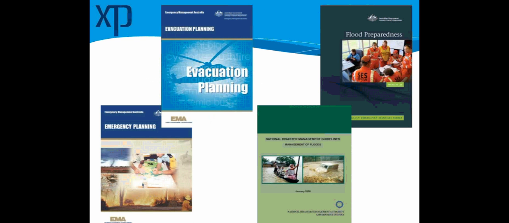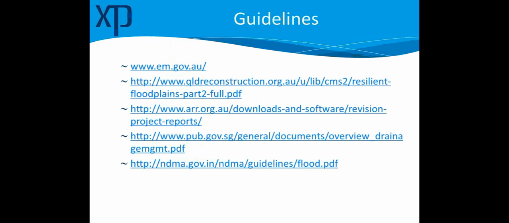Some of the key guidelines in Australia come from Emergency Management Australia and cover emergency planning and evacuation planning. There are other guidelines elsewhere in the region, and elsewhere in Australia, such as the Queensland Reconstruction Authority, and guidelines from the Indian government shown there. We've just put a few links in this presentation, which you'll be able to download from our website afterwards, to some of the guidelines that we're mentioning in this presentation.